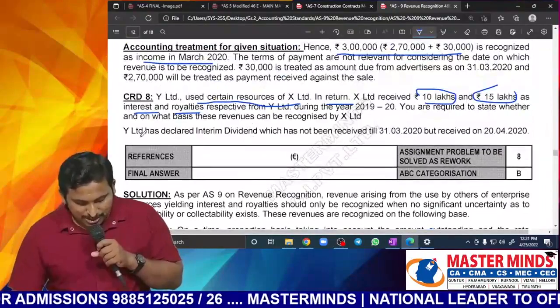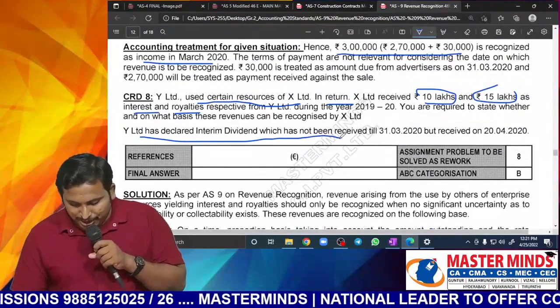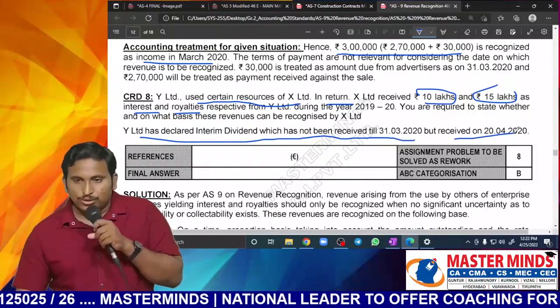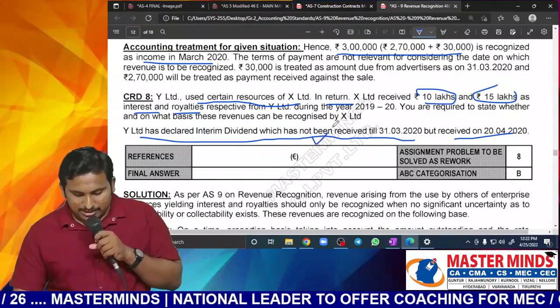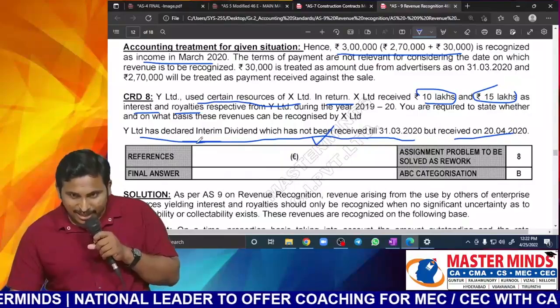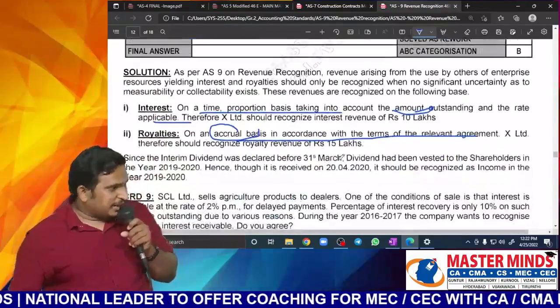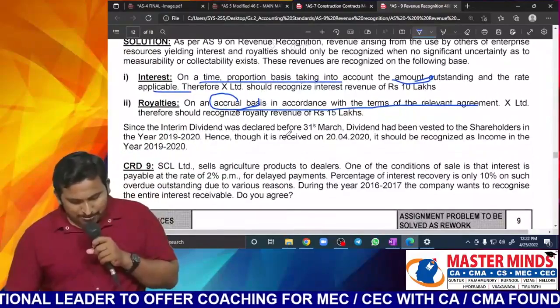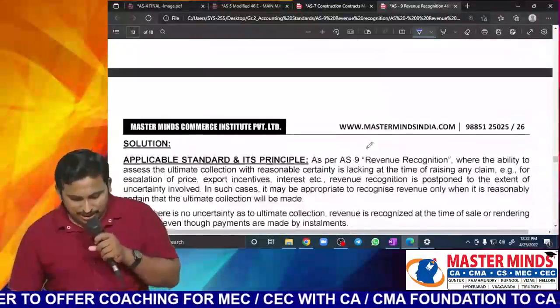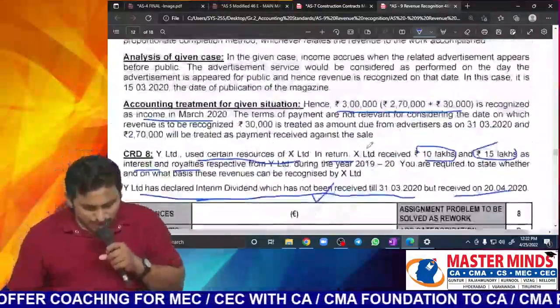In the same question I have given, Y Limited has declared an interim dividend which was not received till 31st March but received on 20th April. Shall I recognize this year or next year? This year only, because declaration was already done. Receipt only was done later. It was only an interim dividend, not a problem. You can recognize before 31st March. Sir, is that clear, sir? So that is question number 8.